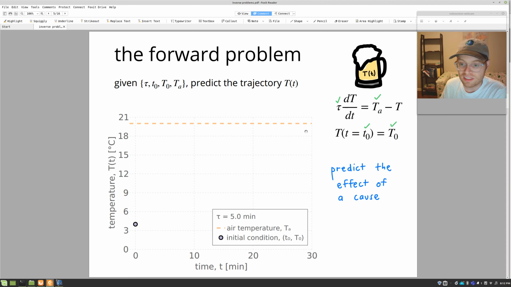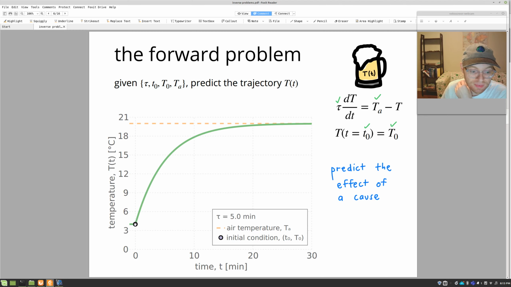And then we would solve this differential equation numerically, or in this case, we could do it analytically by, for example, taking the Laplace transform. And then we will get this green curve. So that's solving the forward problem, predicting how the temperature will behave in the future. And this makes us comfortable because what we're doing is predicting the effect of a cause because we're looking forward in time. And indeed, the initial temperature, you could think of that as causality, looking forward in time.